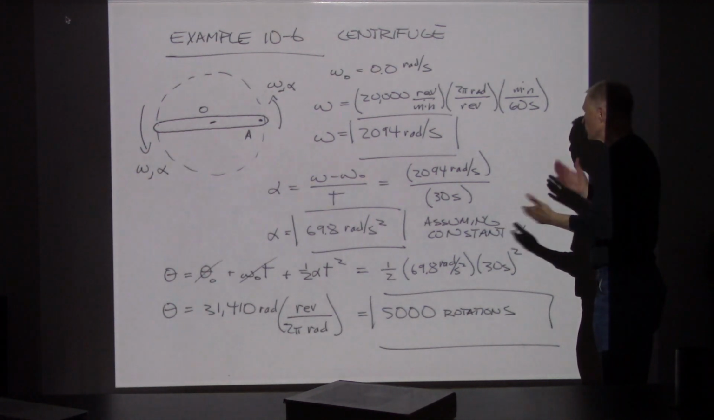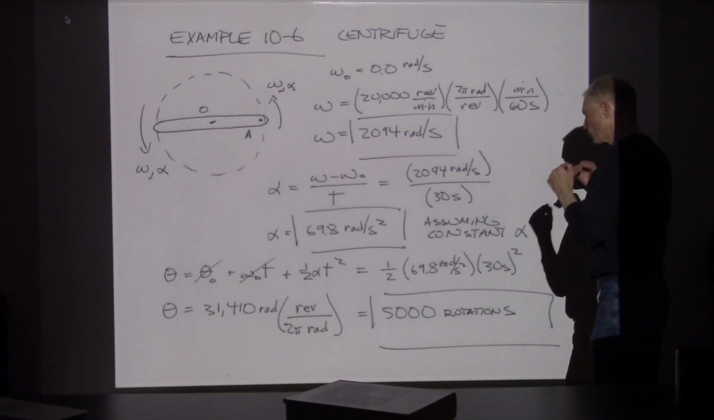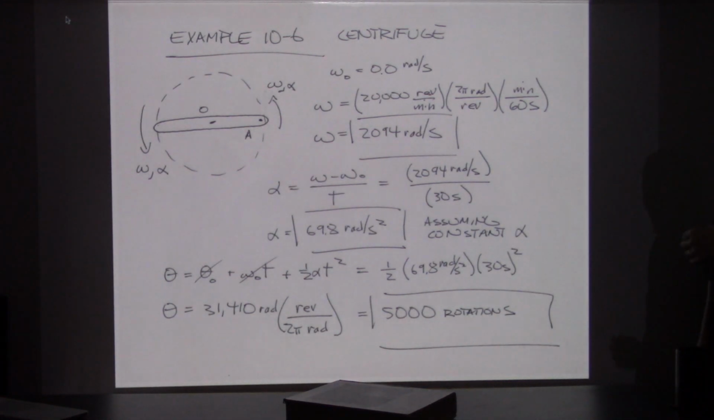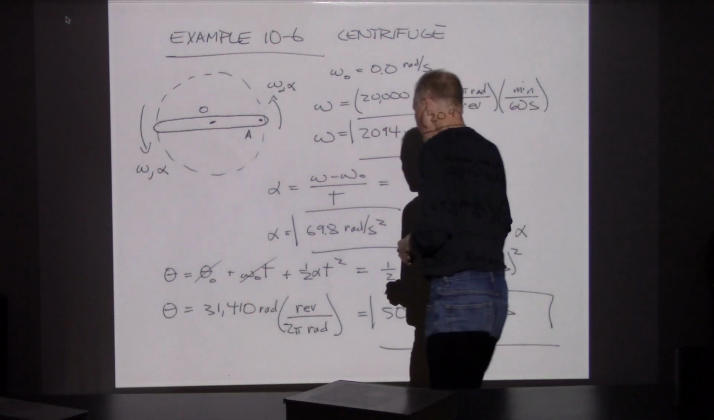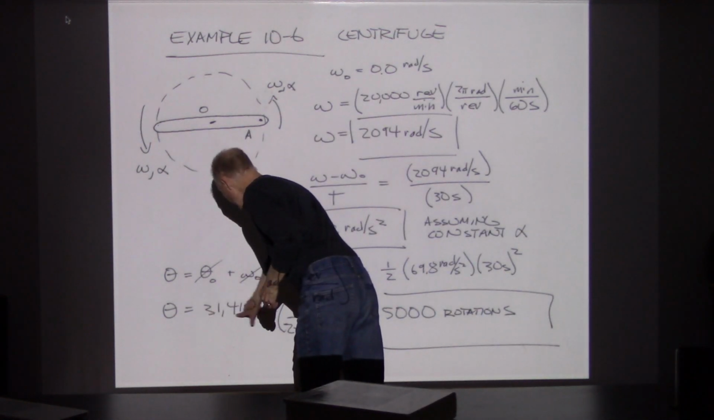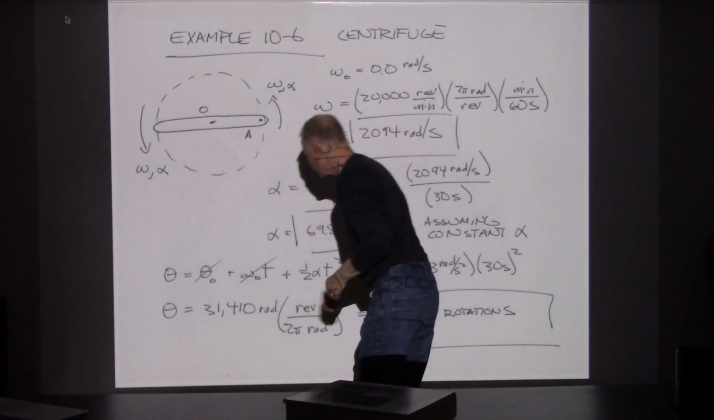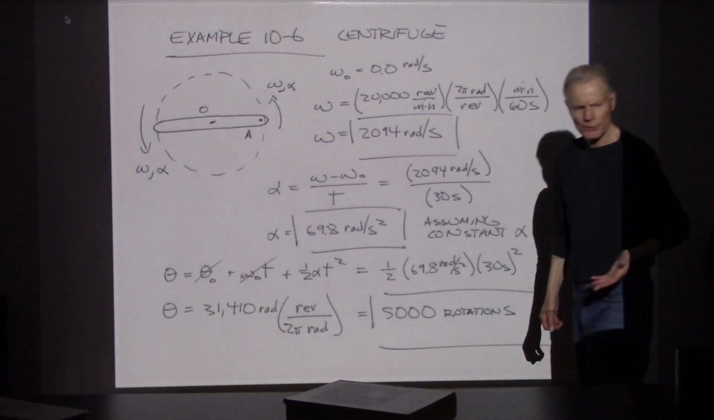So it said it took 30 seconds to bring this up to speed. And so I'm plugging into that 1/2 alpha t squared equation. And putting everything into that, I ended up with 31,000. So this stuff is conversion. I got 31,410 radians. So I did everything in standard units.